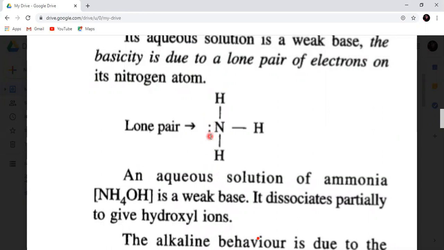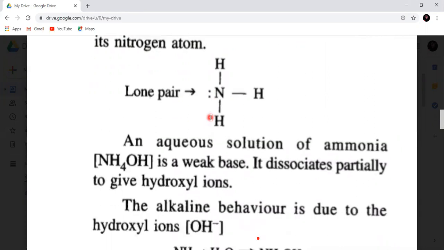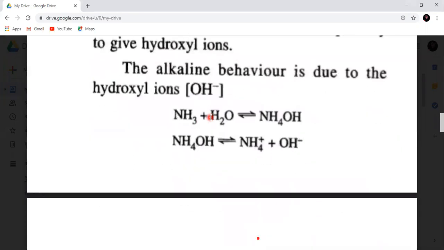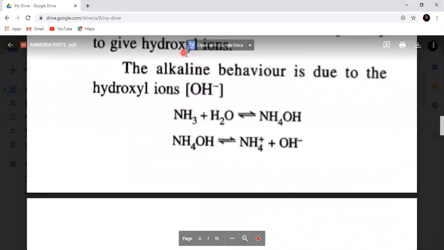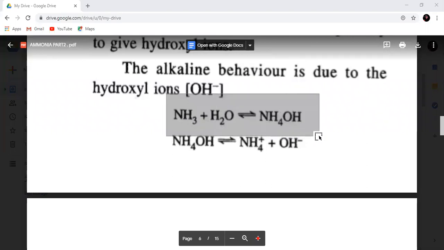As we know, it is a weak base, and when ammonia is treated with water, it will form ammonium hydroxide. As the reaction is clear, ammonia treated with water forms ammonium hydroxide. And when the ammonium hydroxide is dissociated, what will be there? The ammonium ion and hydroxide ion. Ammonium ion is the positively charged ion, and the negatively charged ion is the hydroxide ion, which shows what? Alkaline behavior. It means the OH negative ion, or the hydroxyl ions, are responsible for the alkaline behavior.